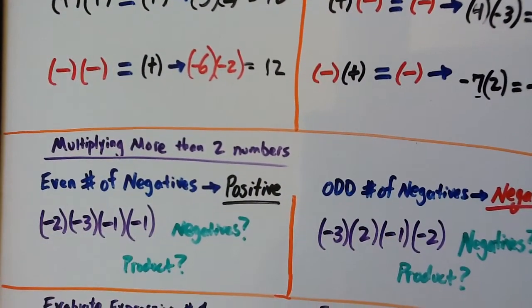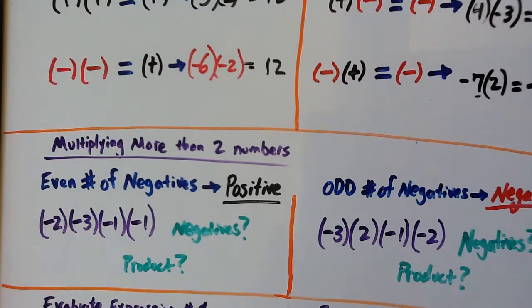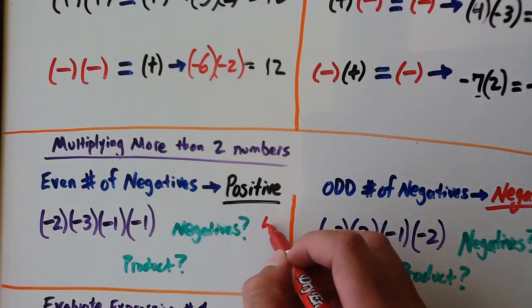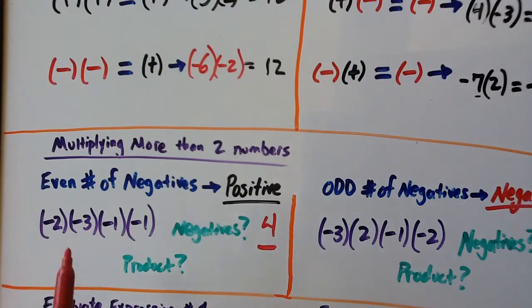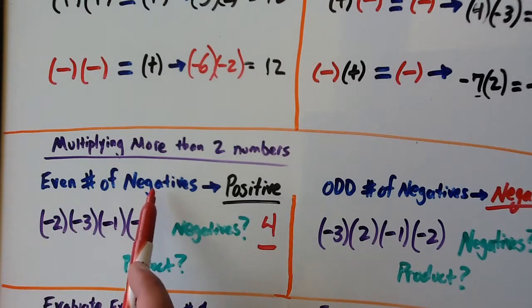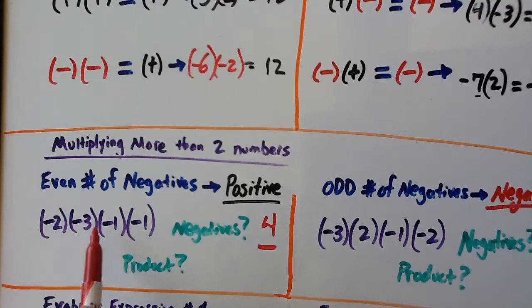When multiplying more than two numbers, you'll need to be able to count the number of negatives that you have. So if there are an even number of negatives, you will have a positive product. In this expression, we have negative 2 times negative 3 times negative 1 times negative 1. So let's count. How many negatives do you see? I see 1, 2, 3, 4. I see 4 negatives. And 4 is even. So there's an even number of negatives. That means our product is going to be positive. So once you know the sign of your answer, then you can just ignore the signs and multiply the numbers. 2 times 3 is 6, 6 times 1 is 6, 6 times 1 is 6. So my product is just positive 6.